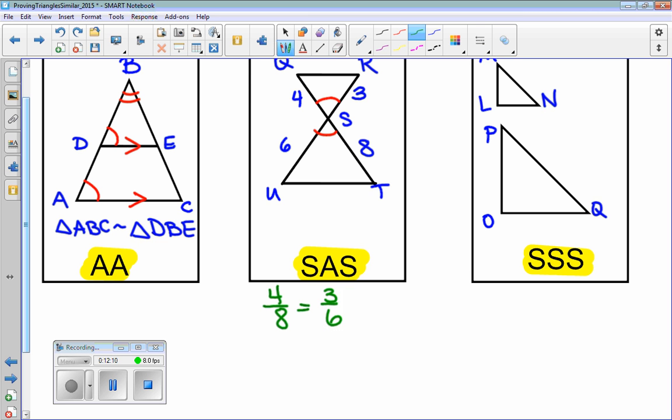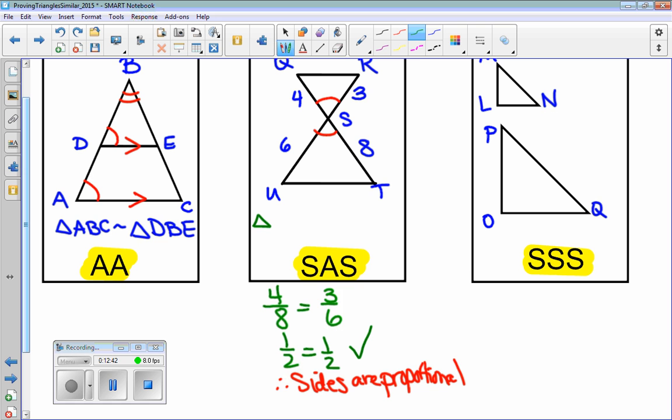Is that a true statement? Yes, because you're going to reduce each of those, right? They reduce both to the same proportion, do they not? So the sides are proportional, and that's what you need to say. The sides are proportional. So since the sides are proportional, are the triangles congruent? I'm not congruent, but they are similar.